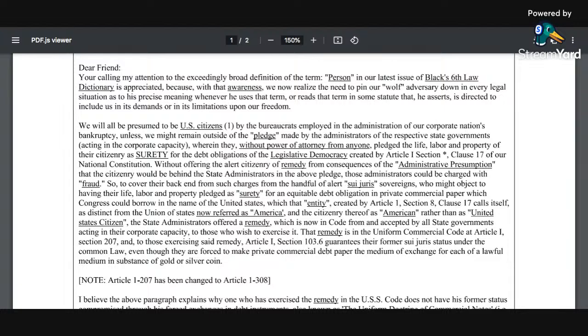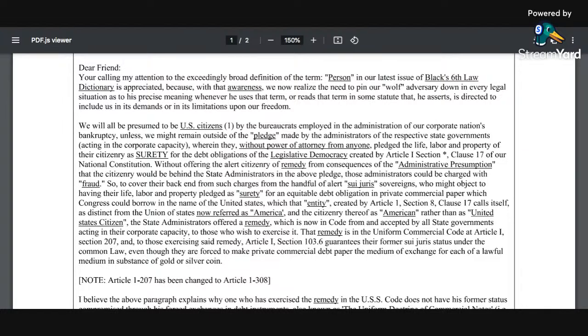So you just find the change. And to those exercising said remedy, Article 1, Section 103.6 guarantees their former surrogate status under the common law and not public policy or federal common law, even though they are forced to make private commercial debt papers the medium of exchange for cash or for each of a lawful medium in substance of gold or silver.